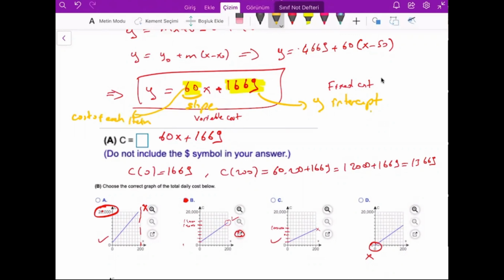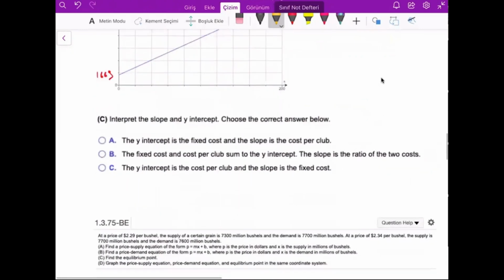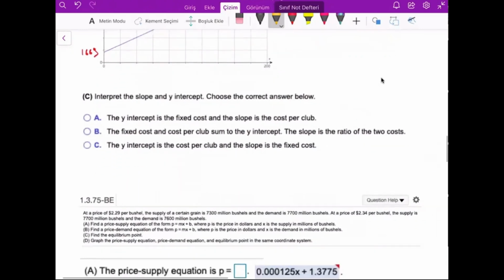So the slope is the cost of each item, and the y-intercept is the fixed cost. Okay, so we should find this one. The y-intercept is the fixed cost. This is correct. And the slope is the cost per club. This is also correct. So the correct answer is part A.